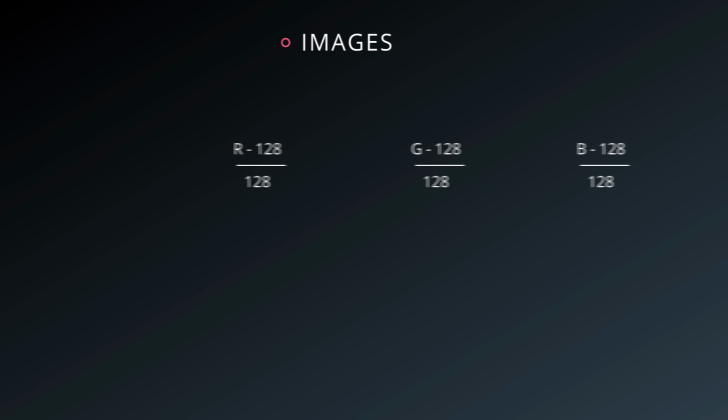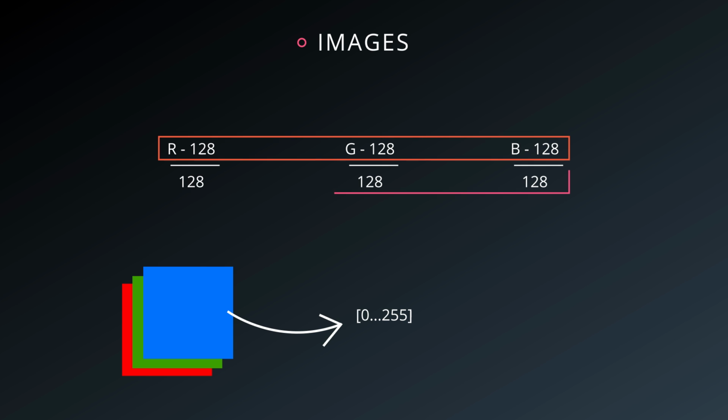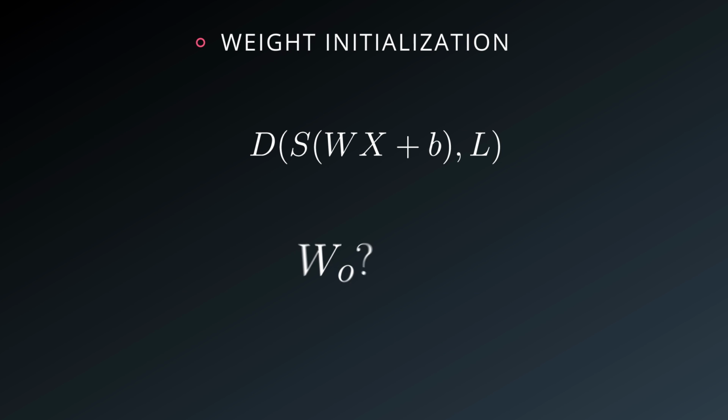If you're dealing with images, it's simple. You can take the pixel values of your image, that are typically between 0 and 255, and simply subtract 128 and divide by 128. It doesn't change the content of your image, but it makes it much easier for the optimization to proceed numerically. You also want your weights and biases to be initialized at a good enough starting point for the gradient descent to proceed.